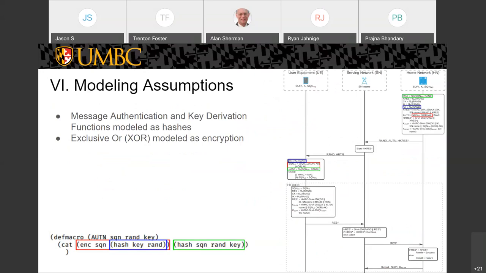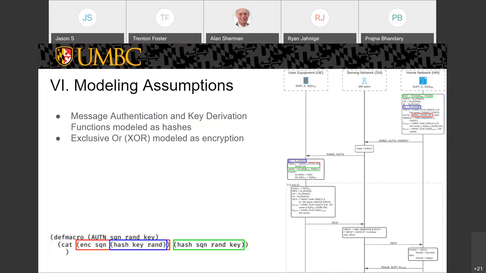So as we discussed previously, one of the big limitations of CPSA is its modeling of mathematical operations. And you can see in the diagram on the right, there are quite a few mathematical functions and operations being done by the protocol. First of all, the green and the blue boxes there are message authentication and key derivation functions. They pretty much take a random nonce and use that shared secret I was discussing previously as input and derive values based on those. And since the home network and the user are both deriving these values, we've modeled them as hashes in CPSA.